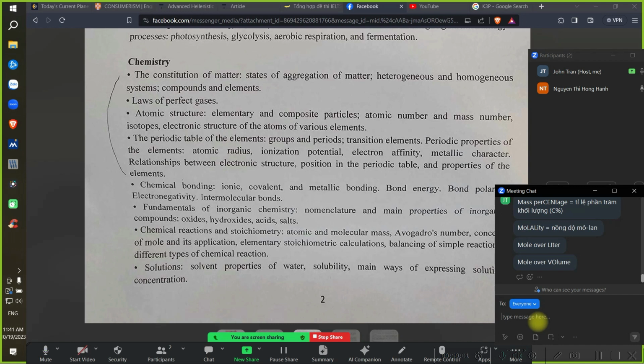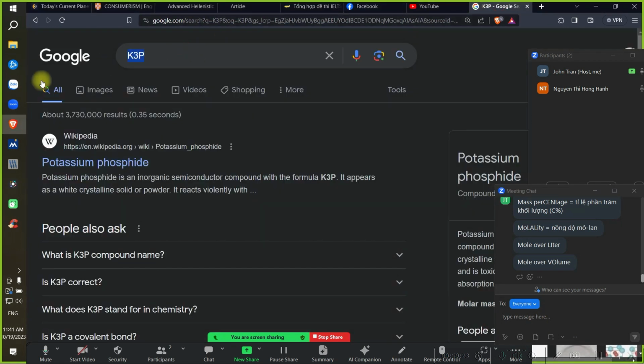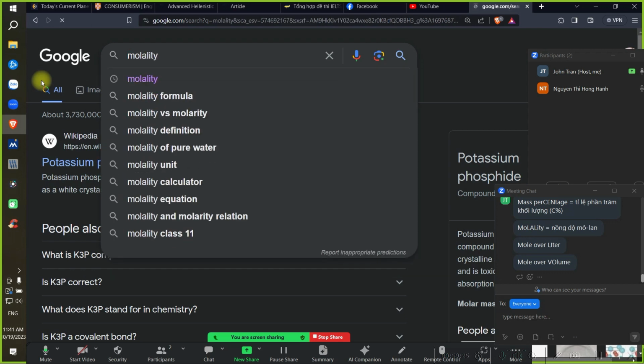The next one is different from the last one, molarity. This one is molality. Molality is different. I don't think people use molality this much these days, you know. Nồng độ molan nó dễ xài lắm. So do we need to? Well, if you want to, you can mention molality.